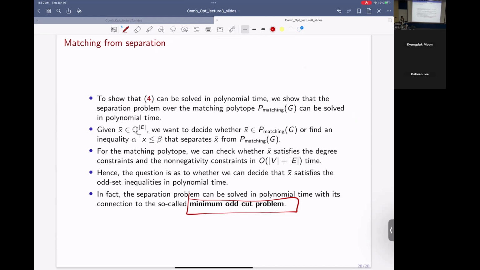I heard that some students of Professor 권창현 are maybe working on the b-matching problem for weak routing, and he was mentioning some problem of separating some class of inequalities, and I think that might be related to this one, if you are interested. Okay, any question?